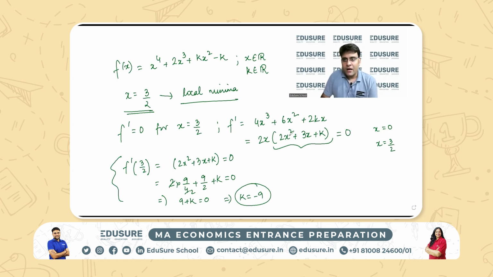Okay, great. Now, from here, we are able to do a middle term. 2x square plus 3x minus 9. Now, what kind of a middle term will I get here? 2x square, 2 into minus 9 is minus 18, 2 into 9 is 18.